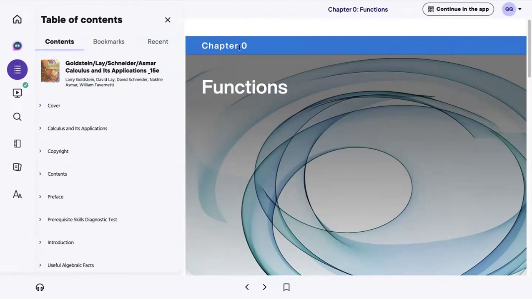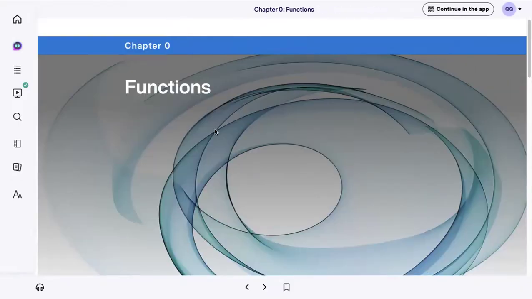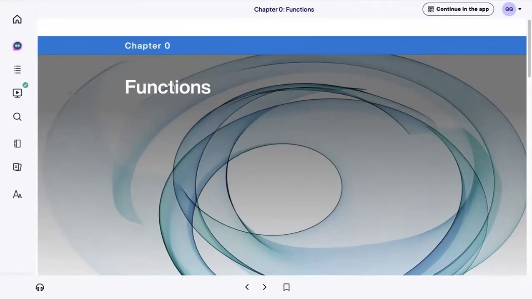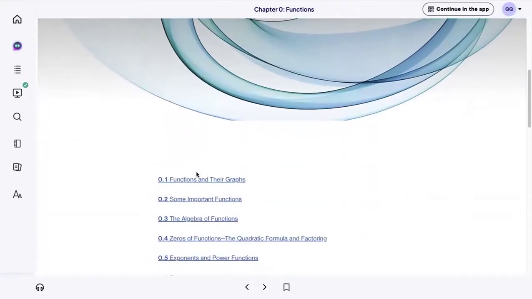So chapter 0 basically is a review for the previous knowledge we need for this course. So I'm going to quickly go over this. It's all about functions. But we're not going to cover all functions. We're going to cover a couple functions I recorded in the last video. Basically, polynomial functions, rational functions, exponential functions, and logarithmic functions. Those functions are our focus for this course.